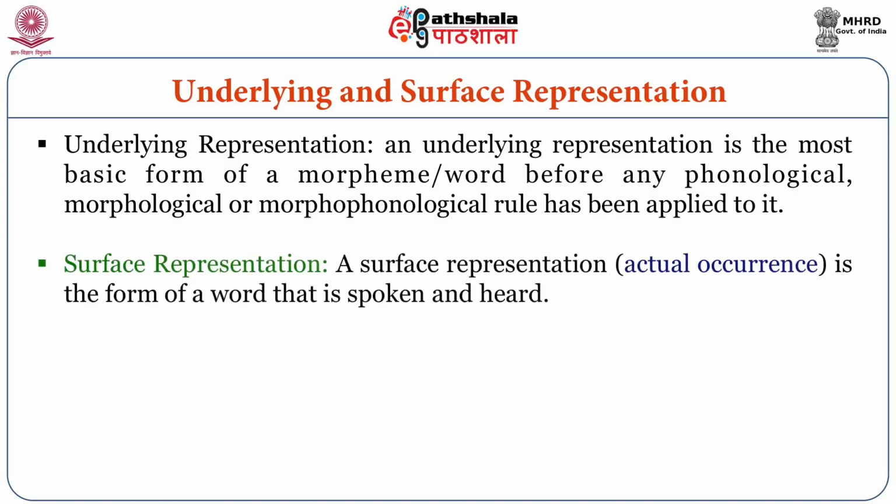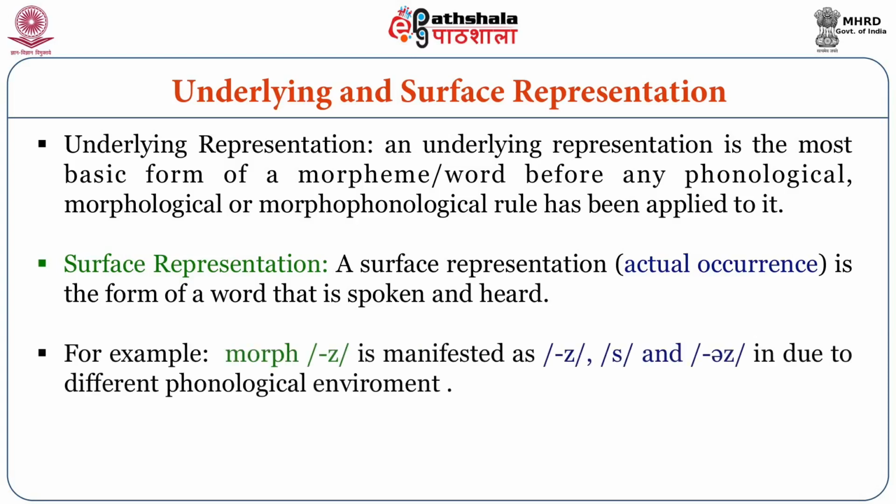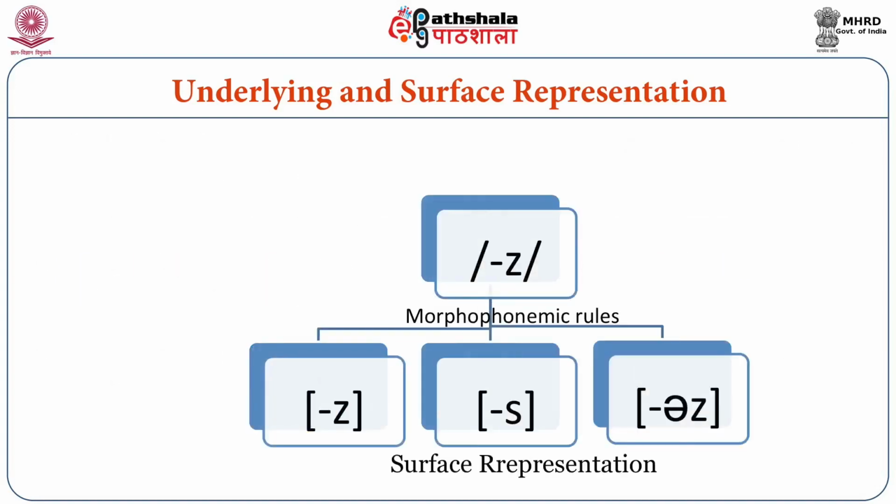Other than underlying representation, we also have surface representation. A surface representation, that is the actual occurrence, is the form of a word that is spoken and heard. For example, the morph z is manifested as z, s and iz due to different phonological environments. Now you can see on your screen the example of surface representation. These are just symbols representing that.